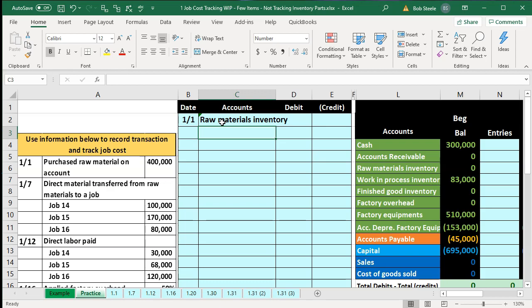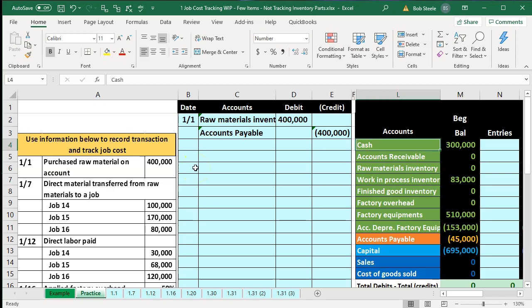We're buying whatever the raw materials are. If we're making something like a contracting job, it will be wood and whatnot that we're going to put into the raw materials. And then the other side is going to go to accounts payable because we have not yet paid it yet. So it's going to be some kind of liability account. The amount is going to be $400,000. That's the debit and the credit. Again, I know I'm doing this fast, but we'll see this again as we work through the problem.